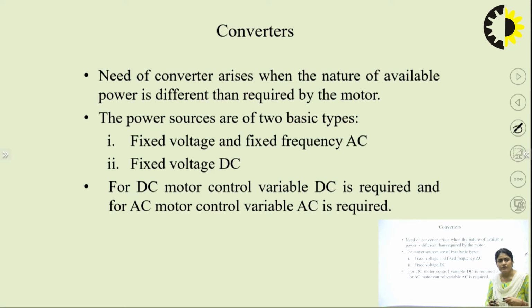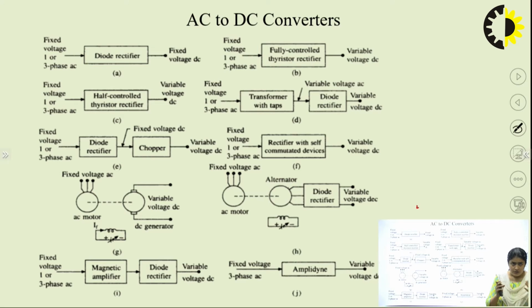Either it can be fixed voltage and fixed frequency, fixed voltage DC, or controlled voltage DC, or controlled AC voltage required. So there are 4 types of converters: AC to DC converter, AC to AC converter, DC to AC converter, or DC to DC converter. First is the AC to DC converter, where the available power is AC and the motor requirement is DC. Suppose it is a DC motor, or a special kind of motor like a BLDC motor. So we need an AC to DC converter.